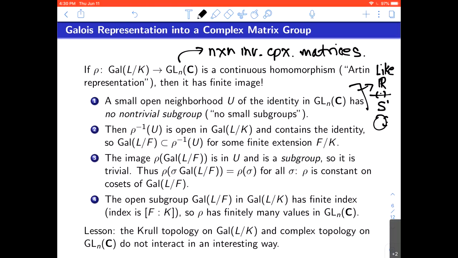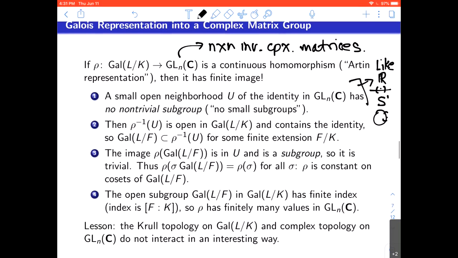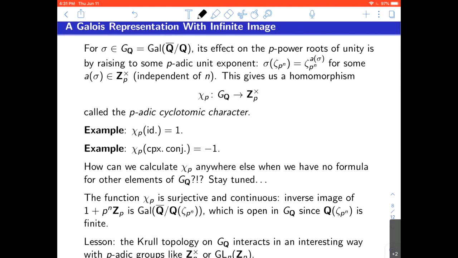Now, what that's basically telling us is the topology on Galois groups doesn't really interact very well with the topology on kind of classical topological groups, Lie groups over the real and complex numbers. So let's switch gears and look at a continuous homomorphism into a p-adic group. And we'll see that we get a representation with an infinite image instead of a finite image.